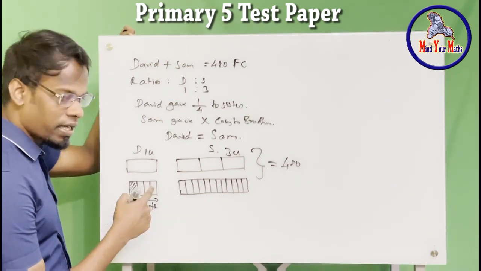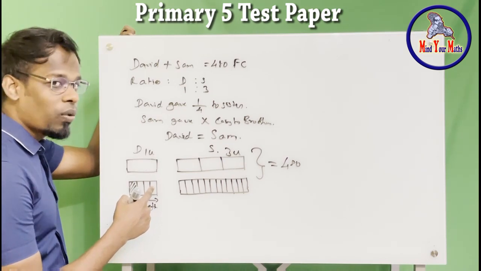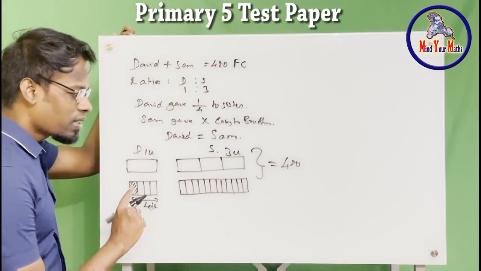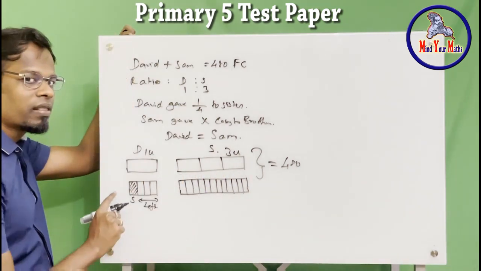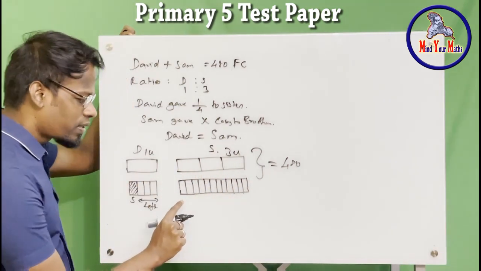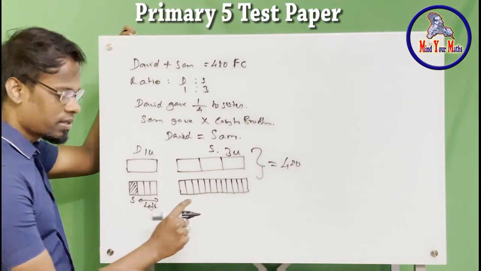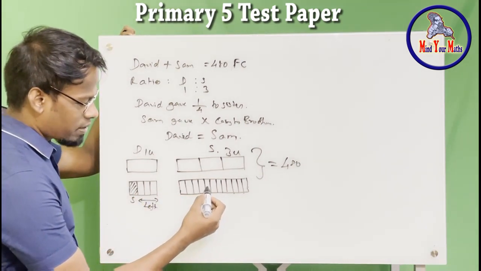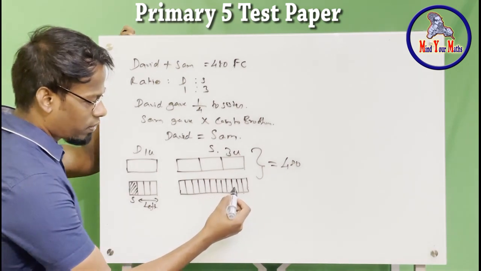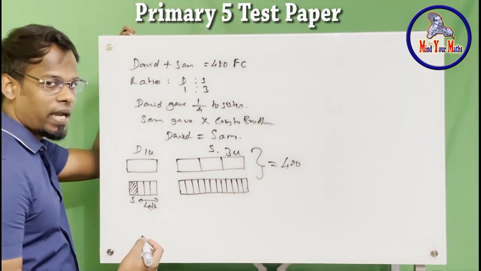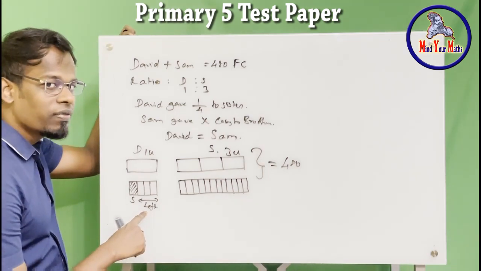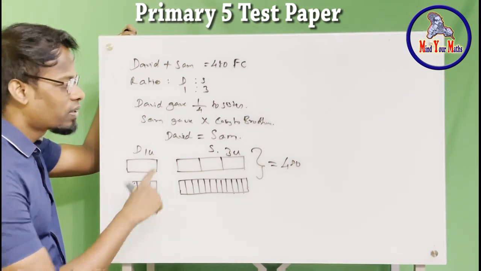3 units he is left with, but the question is, from the total, what is the fraction? So we need to count how many units there are in the total after making everything the same size. So let's count. This side is 4, 5, 6, 7, 8, 9, 10, 11, 12, 13, 14, 15, 16, right? 16. So he had 3 out of the 16 left after all these changes.